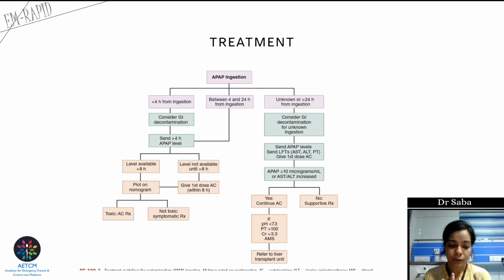So when we look at those people who have presented to us within 4 hours of ingestion, the first treatment would be GI decontamination, wherein there is early administration of activated charcoal, either orally or through a nasogastric tube.